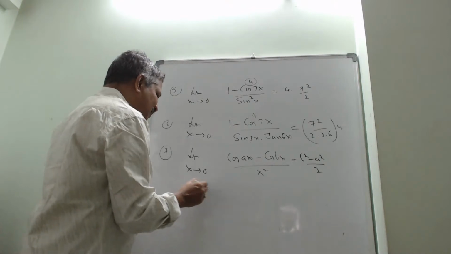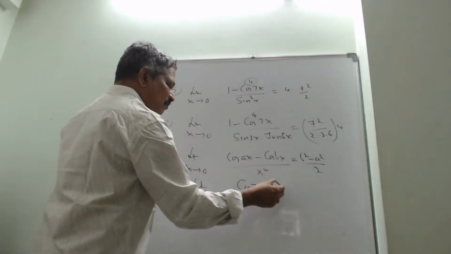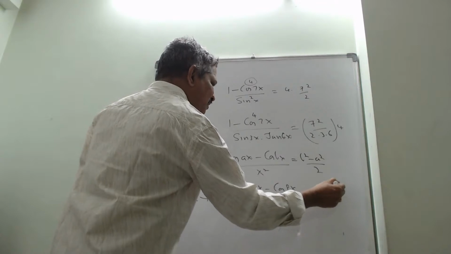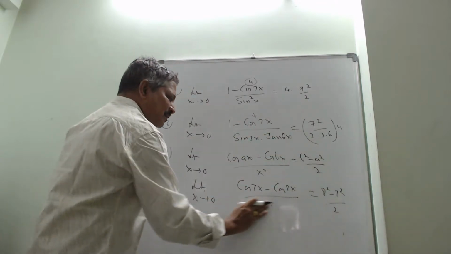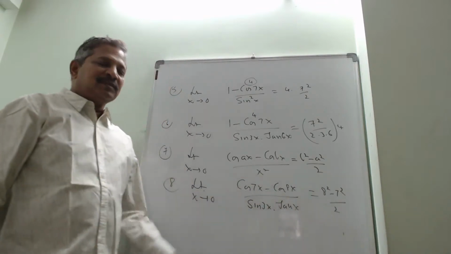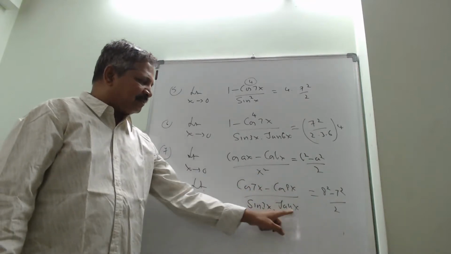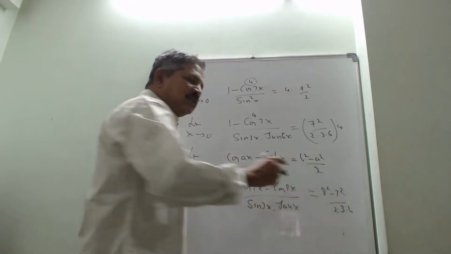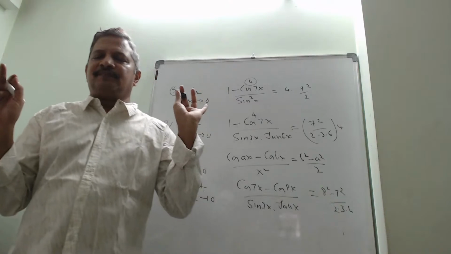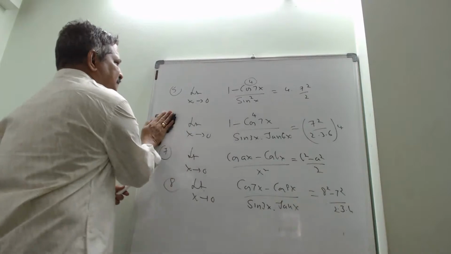Next point, the limit as x tends to 0 of (cos 7x minus cos 8x) by x square. No change. (8 square minus 7 square) by 2. But let us imagine here I will write sin 3x into tan 4x. This indicates that 2 terms are there. Definitely (8 square minus 7 square) by 2 you are right, but here extra 3 into 4. This is about all trigonometric formulas with respect to sin, cos, etc. That is the one thing you have to remember. It's direct.